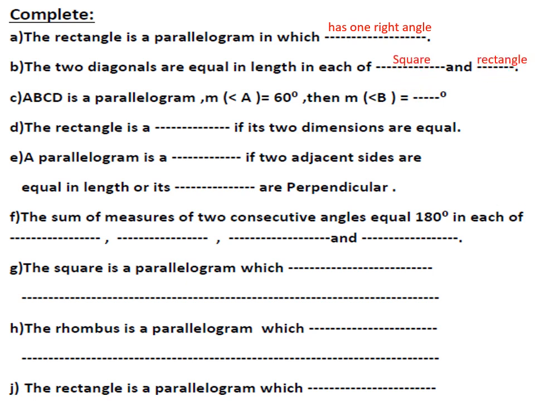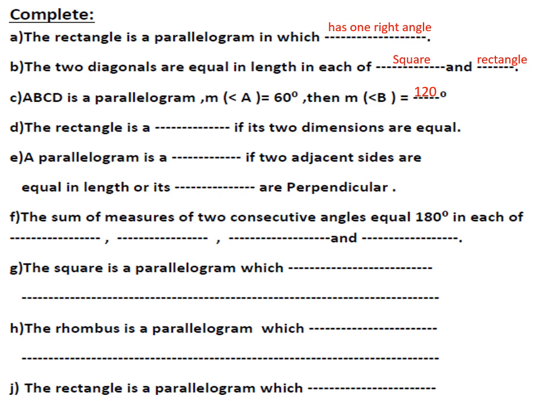ABCD is a parallelogram. If measure of angle A equals 60, then measure of angle B. Here we have two kinds of angles. We have two opposite angles and we have two consecutive angles. The opposite angles are equal in measure, but the consecutive angles are supplementary. And remember, supplementary means the sum of their measures equals 180. So to find the measure of angle B, 180 minus 60 equals 120.